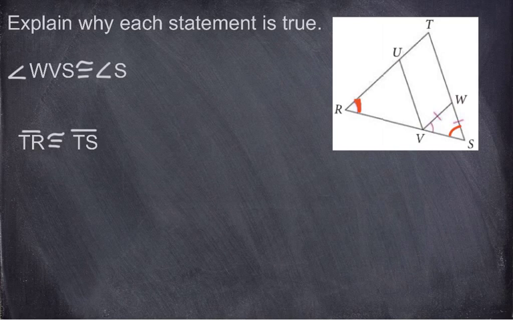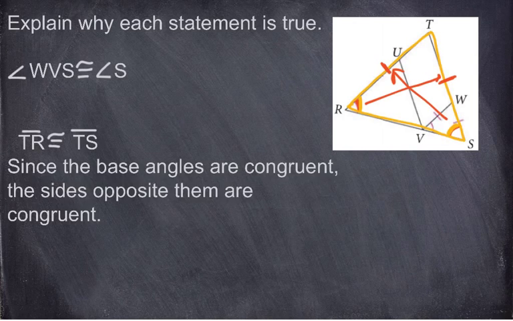So now we're going to look at the triangle as a whole. So if we have this triangle now, since our base angles are congruent, that means the sides directly opposite those angles, so this side, is going to be congruent to this side. Okay? So again, since the base angles are congruent, the sides opposite them are congruent.